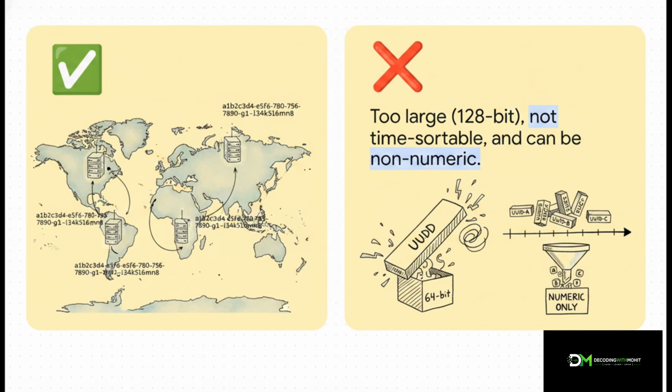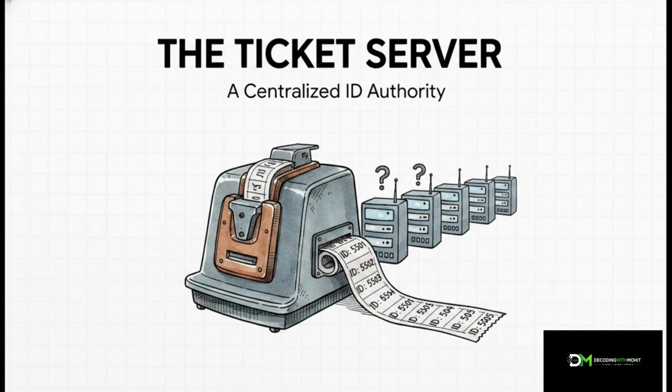So while UUIDs are amazing at preventing collisions, they fail our checklist, and they fail spectacularly. They're 128 bits, which is double our size limit. They're totally random, which means you can't sort them by time. And for a database, that's a performance nightmare. And to top it all off, they often contain letters, so they're not even purely numeric. Another contender bites the dust. Okay, our third contender takes the complete opposite approach.